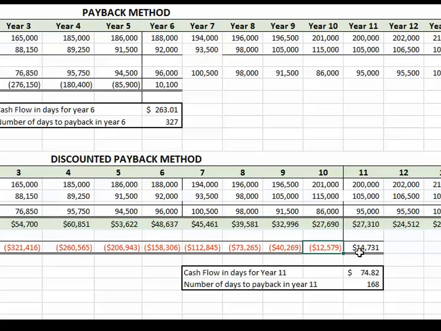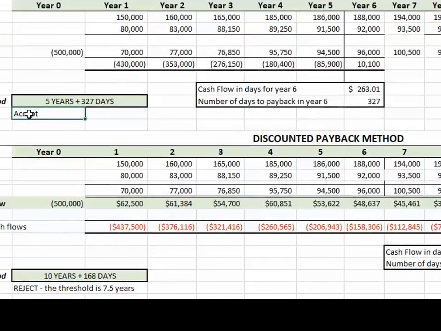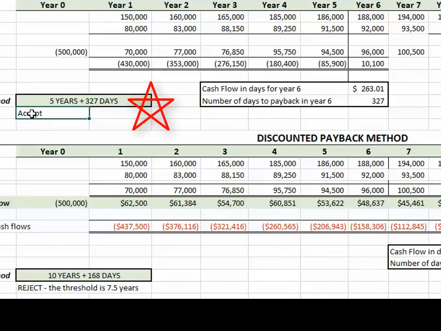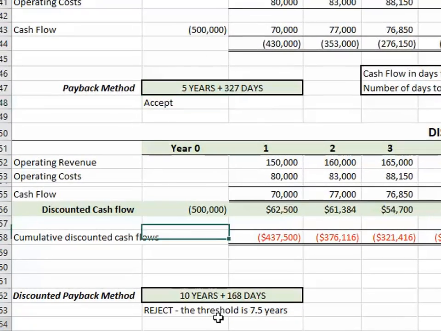Now this should not surprise you, because discounted value means that each of those cash flows is less. It should make sense that a discounted payback method is going to be longer. But what might surprise you is that with the non-discounted payback method, we would accept this because it's less than the 7.5 year threshold. But this one we would reject because it's longer than the 7.5 years. It's between 10 and 11 years.